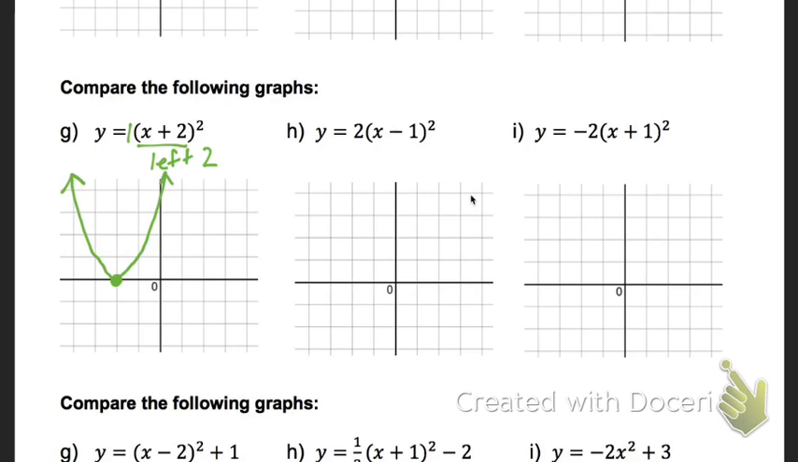Okay, what would I do with H? Right 1. So right 1, does it face up or down? Up, because this is positive. So I'm going to go up 2 over 1. You wouldn't distribute that? No, leave it be. I'm sure we will at some point. Okay, try I by yourself.